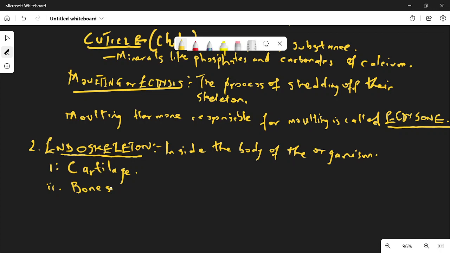These are the two components that make up the endoskeleton in animals. The first one is the cartilage, and the second one is the bone. Those are the two major substances that make up the endoskeleton, and they are found in organisms called vertebrates. Remember, in the animal kingdom, when we classify animals, we classify them as either vertebrates or invertebrates. Some animals are referred to as vertebrates because they have what?